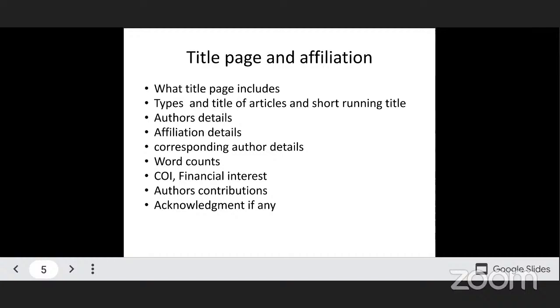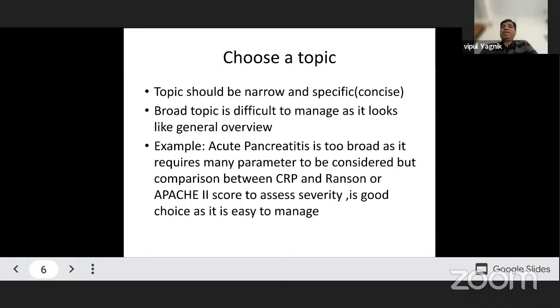The title page should include the type and title of the article. The type could be an original article, review article, case report, case series, letter to the editor, or short communication. These are the various types of article. The title of the article depends, like a comparison between a few scores in appendicitis, or a comparison between C-reactive protein and markers or scoring systems of acute pancreatitis. So that can be a title. You have to provide a short running title.